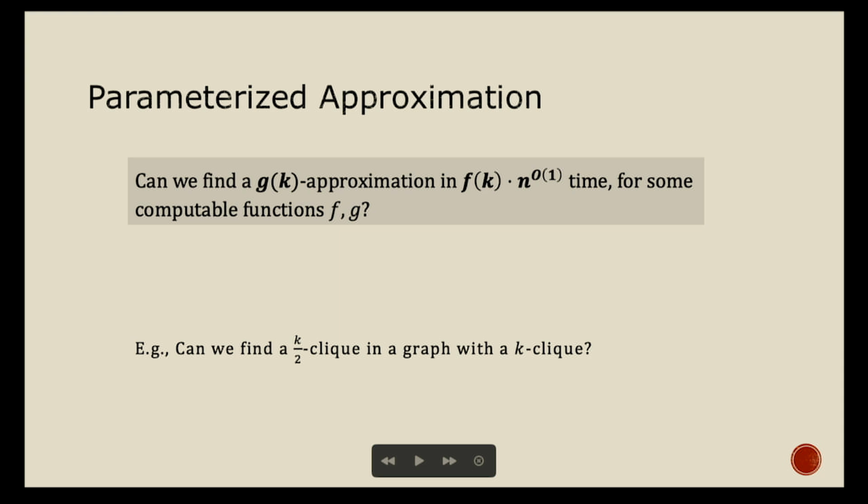Okay, so given that some problems are hard even with parameterization, what can we do with them? The next idea is to do parameterized approximation. Can we find a g(k)-approximation algorithm in f(k) times polynomial time for any computable functions f and g? For example, can we find a clique of size k/2 in a graph which contains a k-clique?